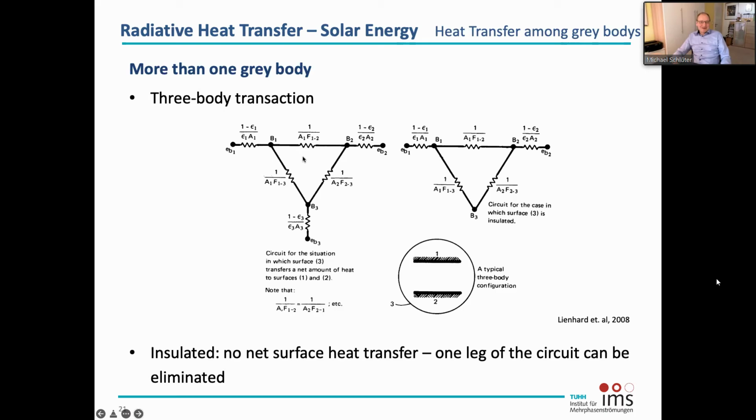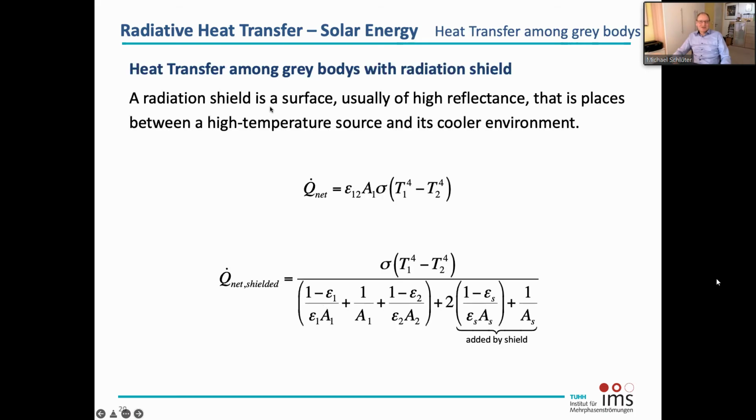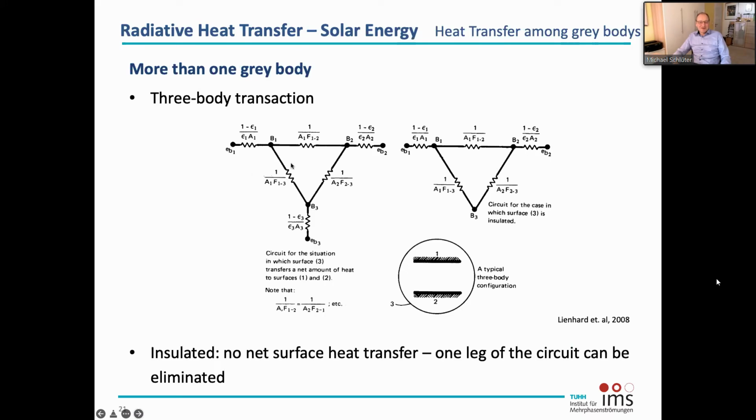So what you can see here is that if we have more bodies, like a three-body transaction, then we can use simplification by these drawings with different resistances. For example, we have such a situation: we have a circuit, and within the circuit we have two plates that are radiating. So this is a three-body transaction for radiation.